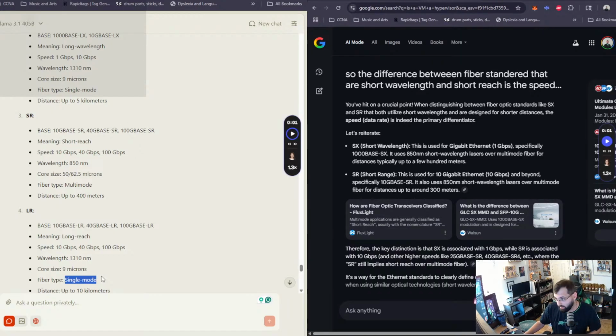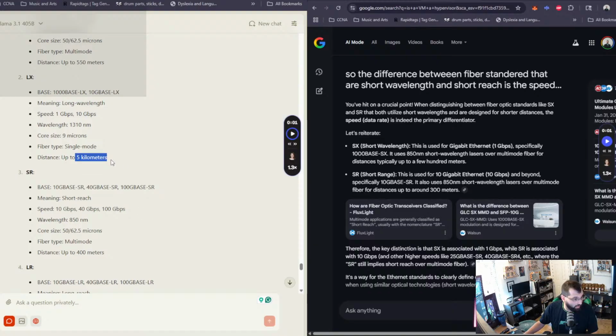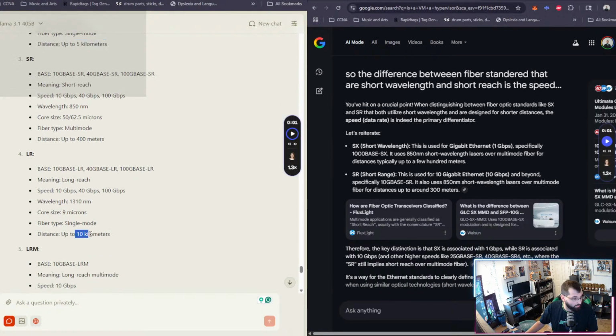It's all starting to come together. I'm cautiously optimistic. Okay? This goes up to 5 kilometers. This goes up to 10 kilometers. Jesus Christ. That's far. That's like over 6 miles. That's crazy.